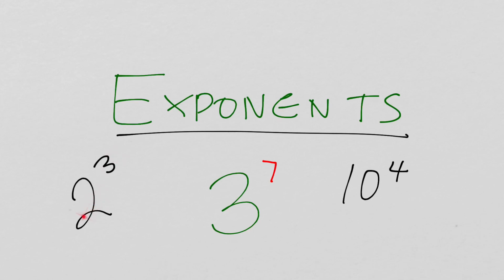So 2 to the 3rd power will be 2 times 2 times 2. 3 to the 7th power will be 3 times 3 times 3 times 3 times 3 times 3 times 3. And 10 to the 4th power, 10 times 10 times 10 times 10. And that would make 10,000.